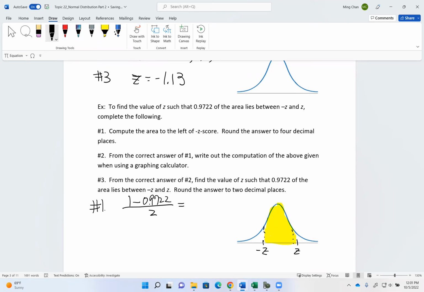So earlier we got 0.0139. Okay, so 0.0139 is the area to the left. It's right here. This is the area. So for number two, if I do inverse norm of the area to the left of negative z, 0.0139, comma 0, comma 1, then what's going to happen is it's going to give me this z-score, because the area I put in is for this z-score. Okay.